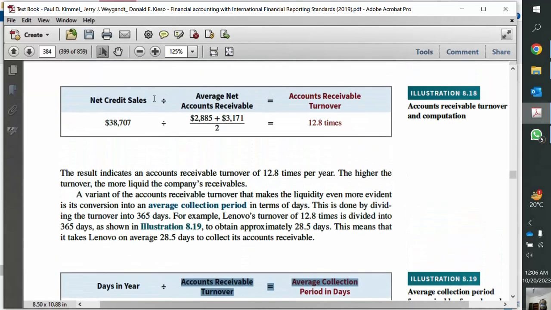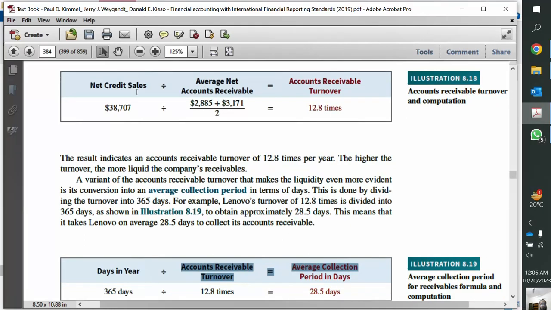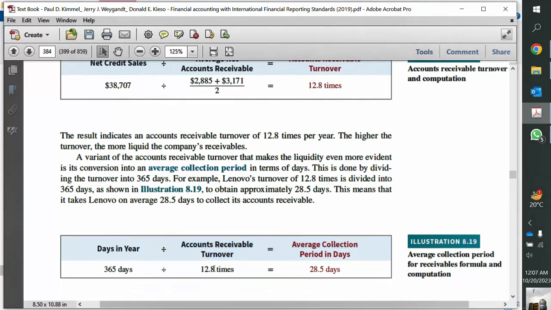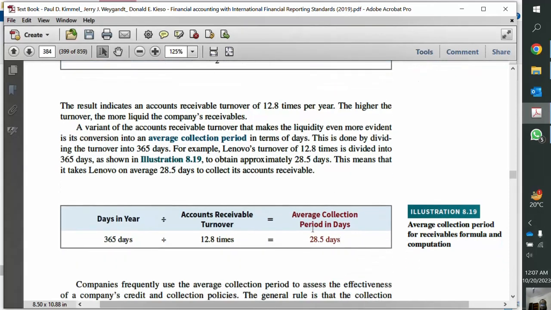So whatever the receivable turnover we worked out here, right? Or we can just reverse the order of these two. So the turnover is actually this one. So it's a division sign. So 365 divided by 12.8 means every 28.5 days over here in this particular example we collect our receivables. Now this is something which we can compare with our credit terms.